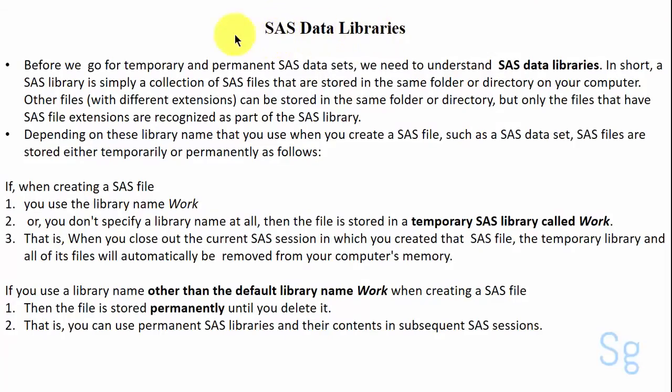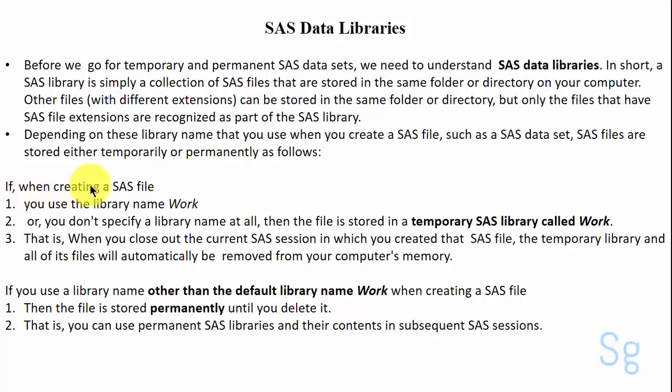SAS Data Libraries. Before we go for temporary and permanent SAS datasets, we need to understand SAS Data Libraries. In short, a SAS library is simply a collection of SAS files that are stored in the same folder or directory on your computer. Other files with different extensions can be stored in the same folder or directory, but only the files that have SAS file extensions are recognized as part of the SAS library. Depending on the library name that you use when you create a SAS file, such as a SAS dataset, SAS files are stored either temporarily or permanently as follows.